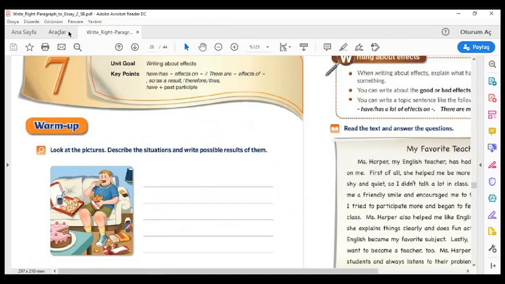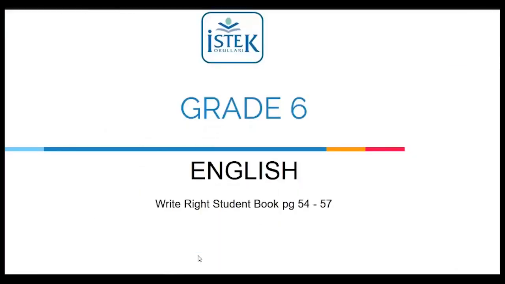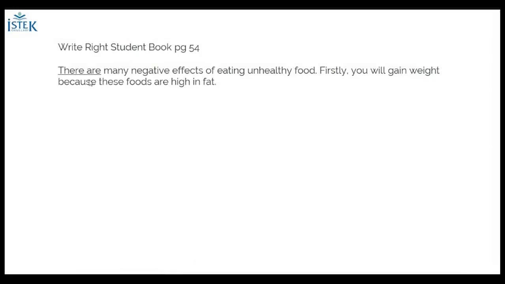And before we answer, we need to just keep in mind the key points on how we're going to answer. So one of the most obvious results of eating unhealthy food would be to gain weight. But how would we write that? Like I said, we will look at the key points, and I think we will use "there are." So we can say there are many negative effects of eating unhealthy food. Firstly, you will gain weight because these foods are high in fat. I will give you a minute to take that down.